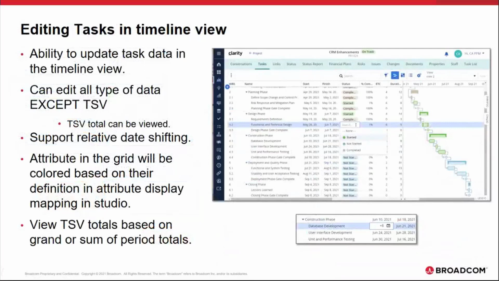We now have the capability to edit the task data in the task timeline view. The users can edit any data except TSV in this view, and we support the relative date shifting functionality that was introduced in 15.9.3 also in the task timeline view. Attributes in the grid will be colored based on the definition in the attribute display mapping in the studio, and the view shows TSV totals based on the grand and sum periods total.